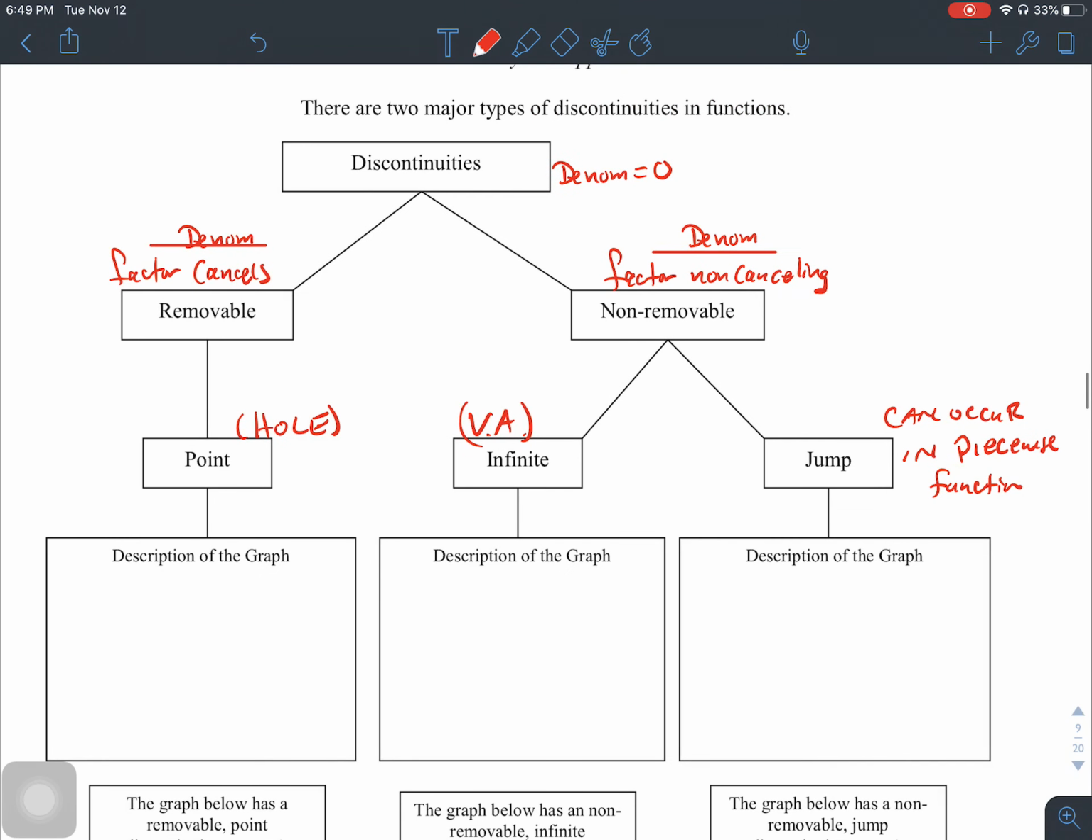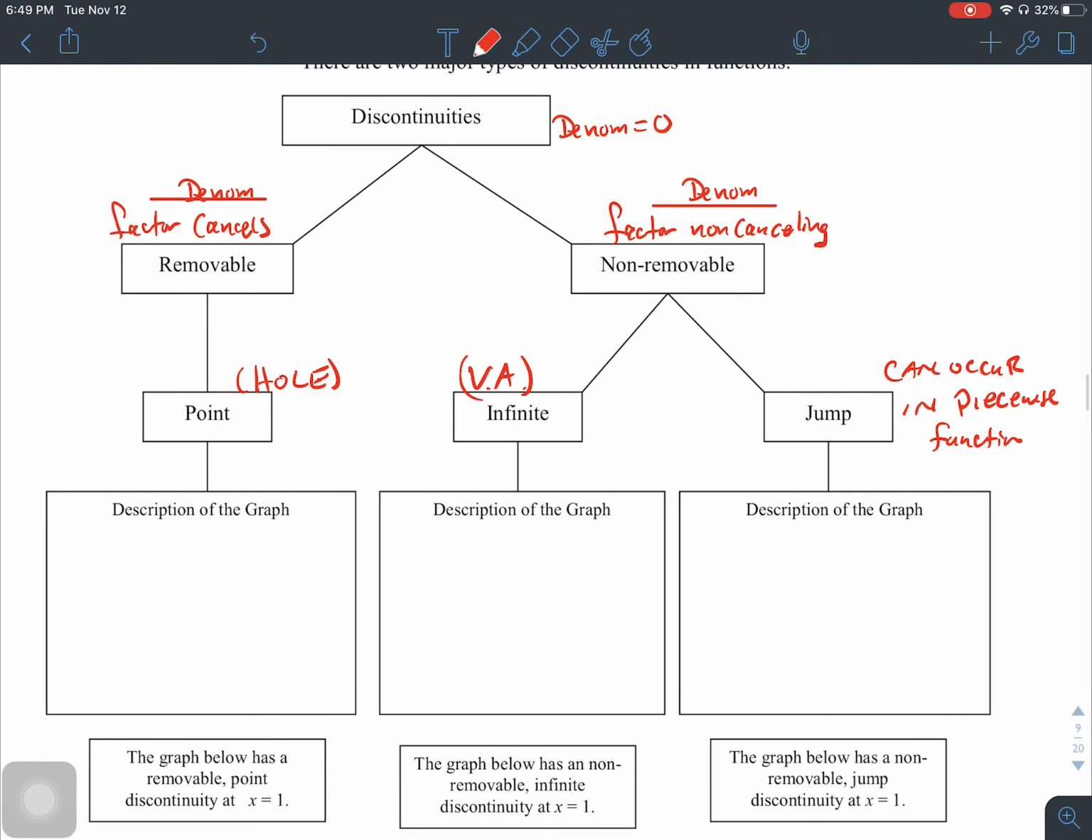So once again, two types of discontinuities, removable and non-removable. Removable is point discontinuity, there's a hole in the graph. Non-removable could be infinite or jump. Infinite is a vertical asymptote. Jump, I haven't explained what it is, but that can occur when you have a piecewise function. So what's the description of a graph for a removable point discontinuity?